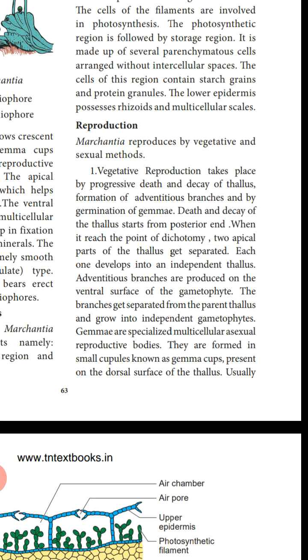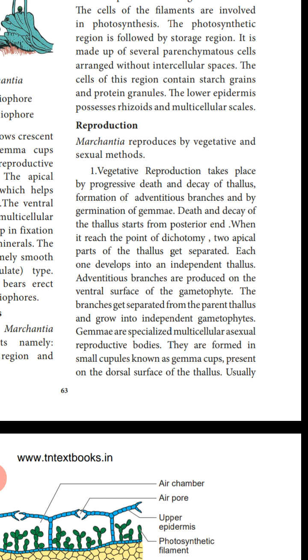Okay, so here it reaches the point of the dichotomy, where the dichotomous branching is. When this decay reaches the dichotomic region, the two apical parts detach and the thallus gets separated, and each one will develop into an independent thallus.